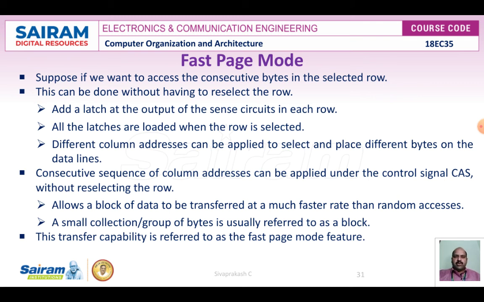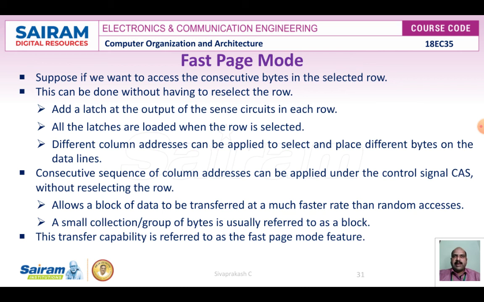Next, we are going to see the fast page mode. What actually is the fast page mode? When the DRAM is accessed, the content of all 4096 cells in the selected row are sensed, but only 8 bits are placed on the data lines D7 to D0. This byte is selected by the column address bits A8 to A0.